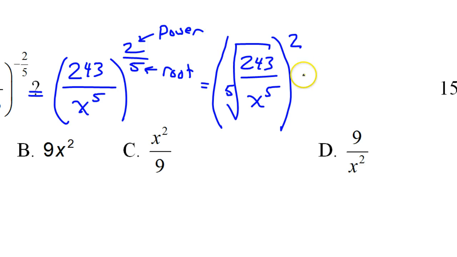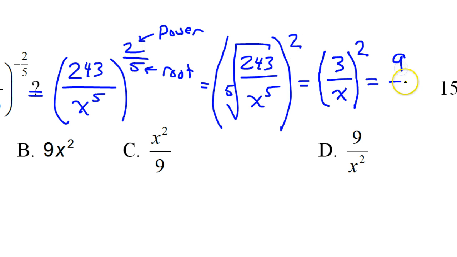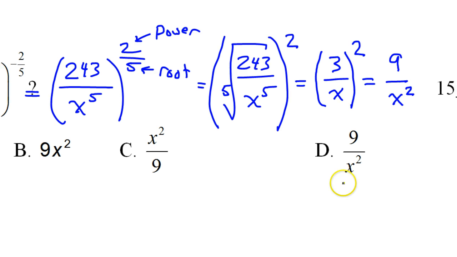Okay, running out of space quickly. So I'm going to have 3 over. Now the fifth root of x to the fifth power is just x, because with variables you simply divide, and that would be like 1. So I have 3 over x in there. Okay, but then I'm supposed to square that, because second power. So that's going to give me 9 over x squared. Alright, 9 over x squared, so that's D.